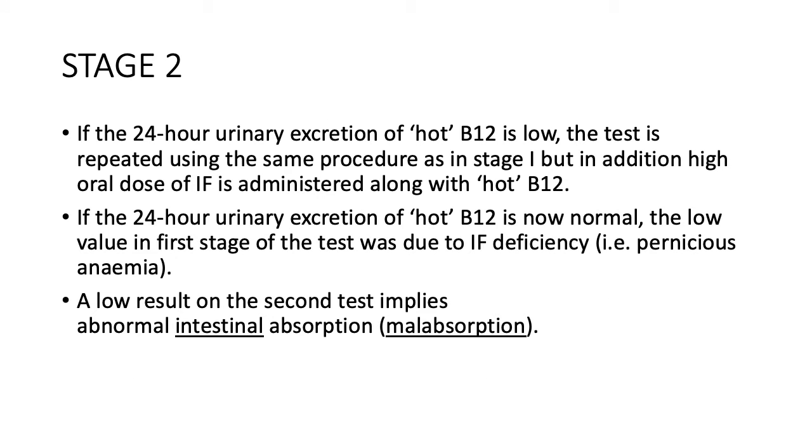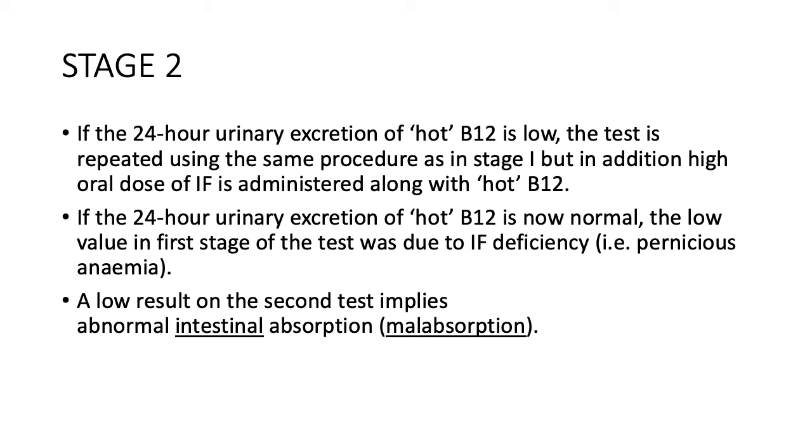In stage 2, if the 24-hour urinary excretion of hot B12 is low, the test is repeated using the same procedure as in stage 1, but in addition, a high oral dose of intrinsic factor is administered along with the hot B12. Now, if the 24-hour urinary excretion of hot B12 is now normal, the low value in the first stage of the test was due to intrinsic factor deficiency, that is pernicious anemia. As you learnt already, normally the patient has to excrete more than 10% of the oral dose of hot B12, but if intrinsic factor deficiency is there, it would be low.